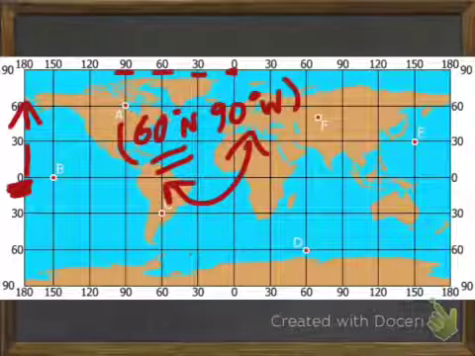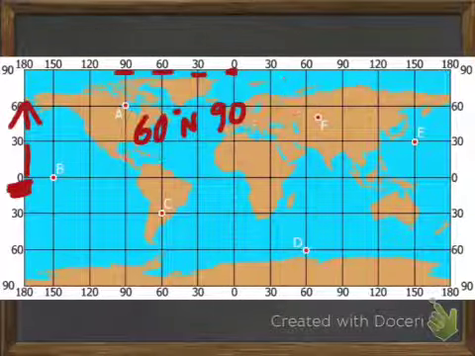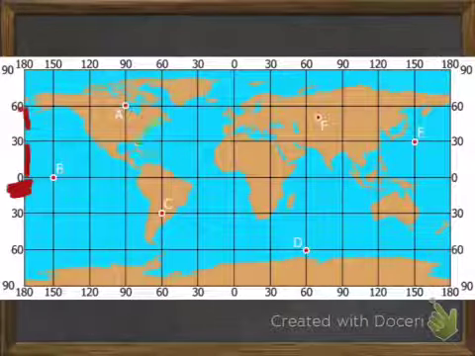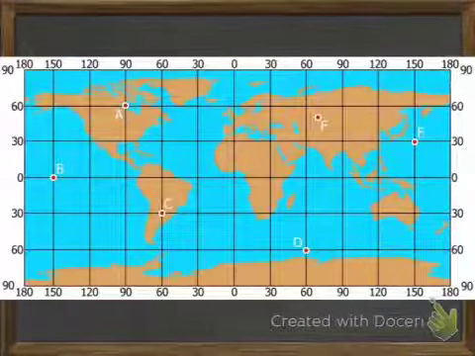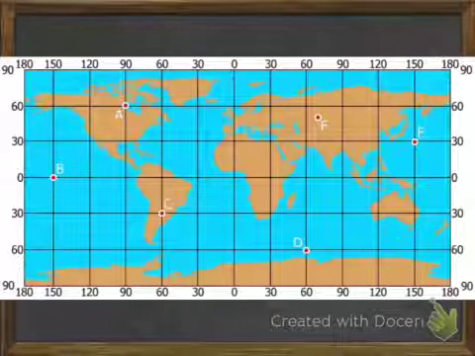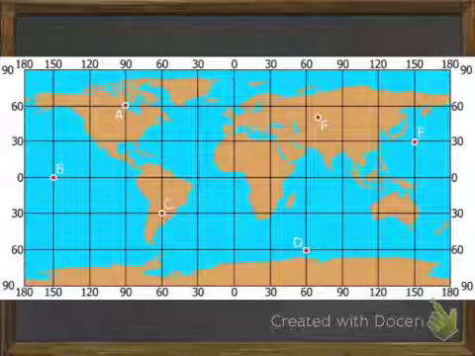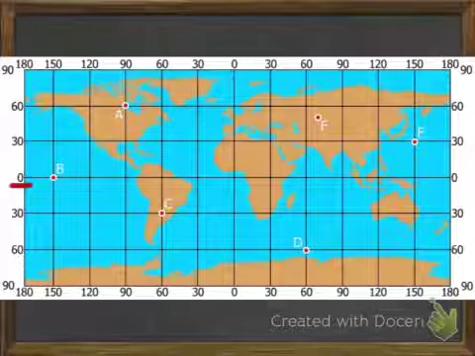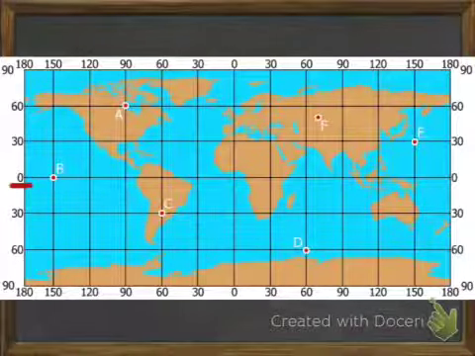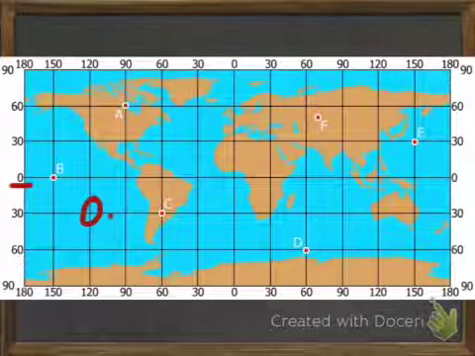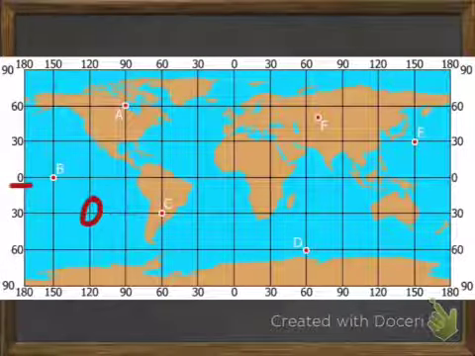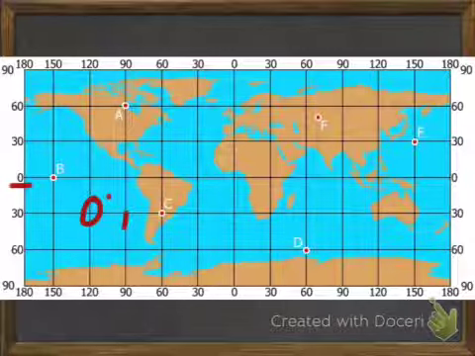Let me get rid of all this. Okay, B is out here south of Hawaii. So we're out in the Pacific Ocean. Okay, so again, we're going to start with our latitude line first, which is actually 0, right? So we're 0 degrees latitude. Okay, 0 degrees latitude. All right, and now let's find our longitude.